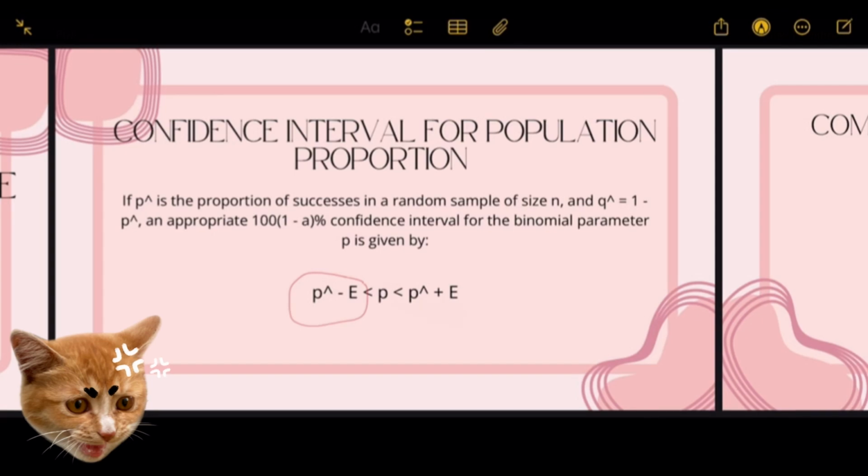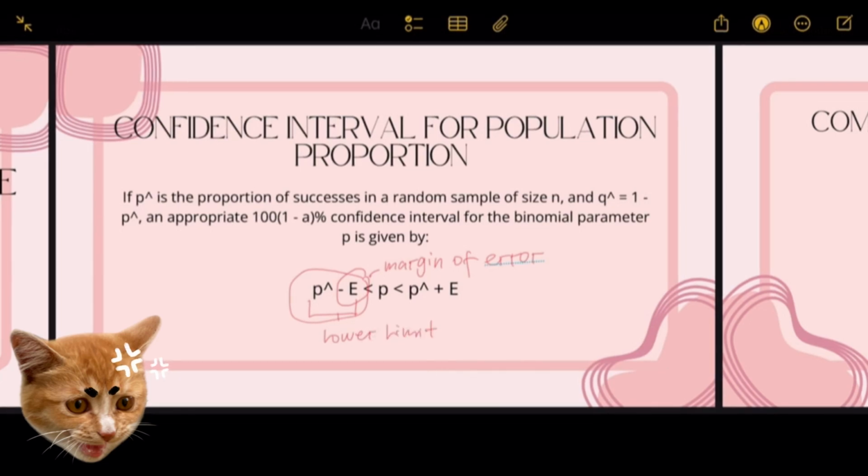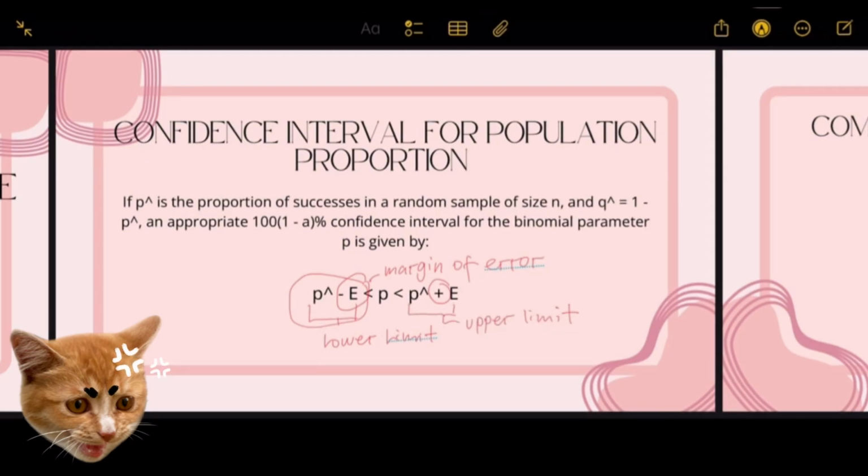P hat minus E. E is our margin of error. And this is our lower limit. And sa second naman, may plus siya. And that is our upper limit. Ang pinagkaiba lang niya, sa lower limit, ang operation niya is minus. Sa upper limit naman, ang operation niya is plus.